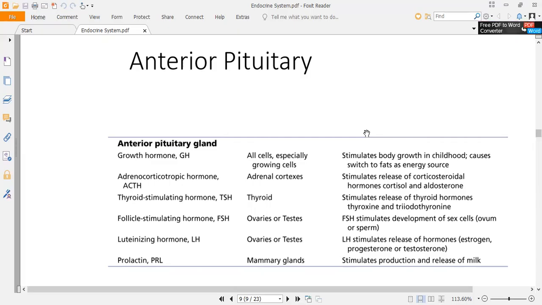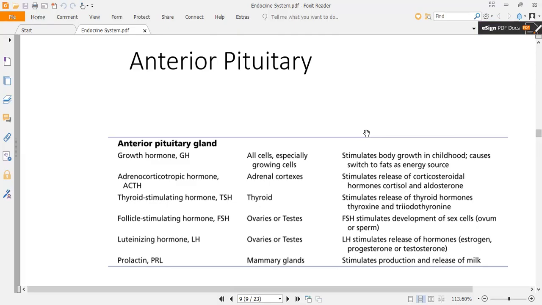Then on the other side of the chart, it's talking about their effect. The growth hormone stimulates body growth in children, and causes a switch to fats as an energy source. Adrenocorticotropic hormone stimulates the release of corticosteroid hormones such as cortisol. TSH, the thyroid stimulating hormone, stimulates the release of the thyroid hormones thyroxine and triiodothyronine. When you look at my detailed notes, you'll see it's more detailed, how this process and mechanism happens and how you can appreciate the information.